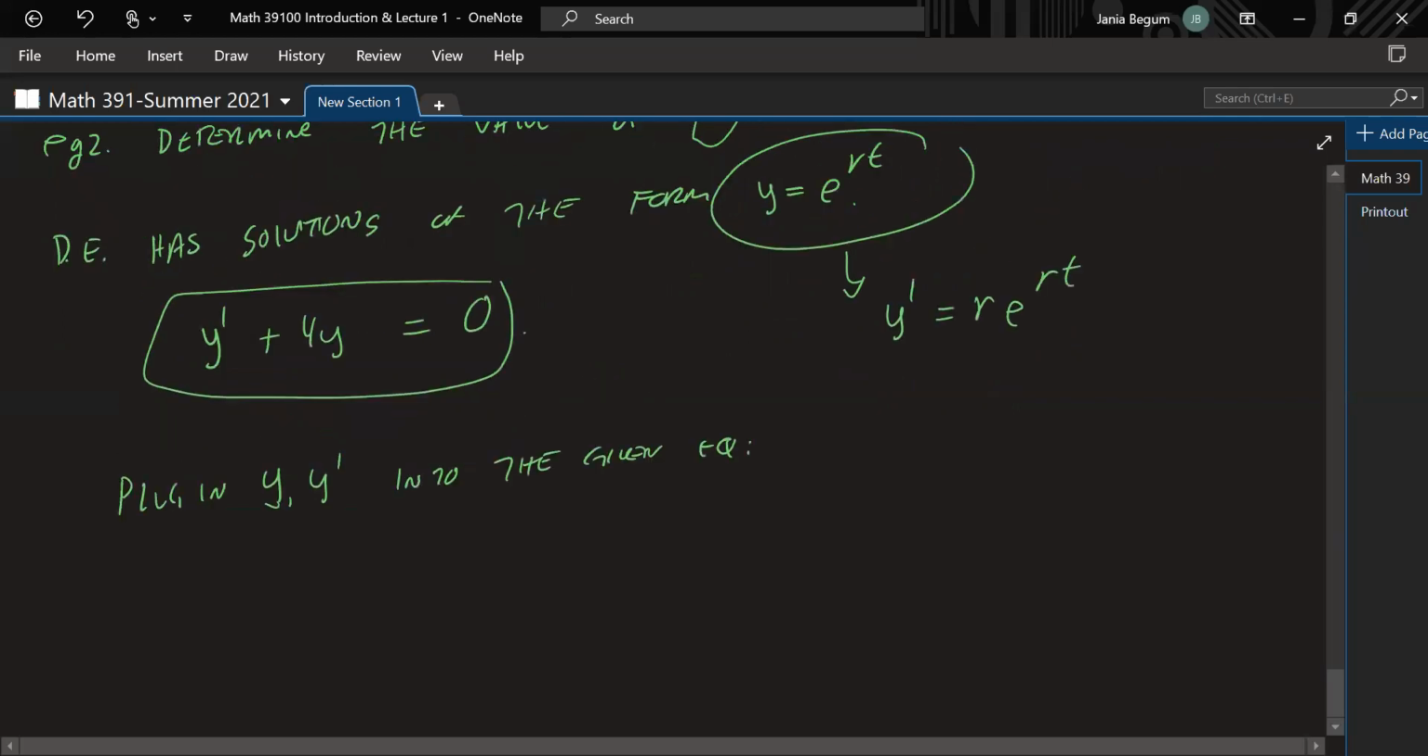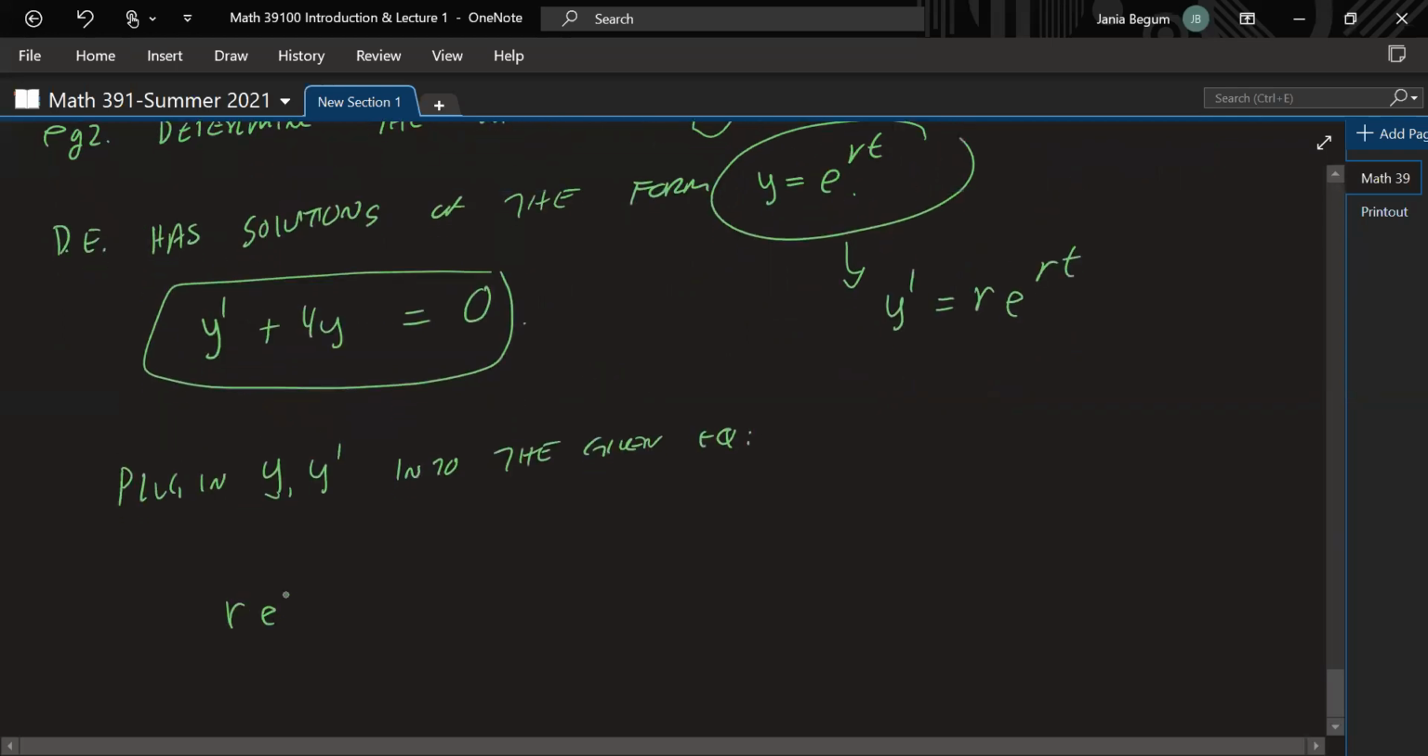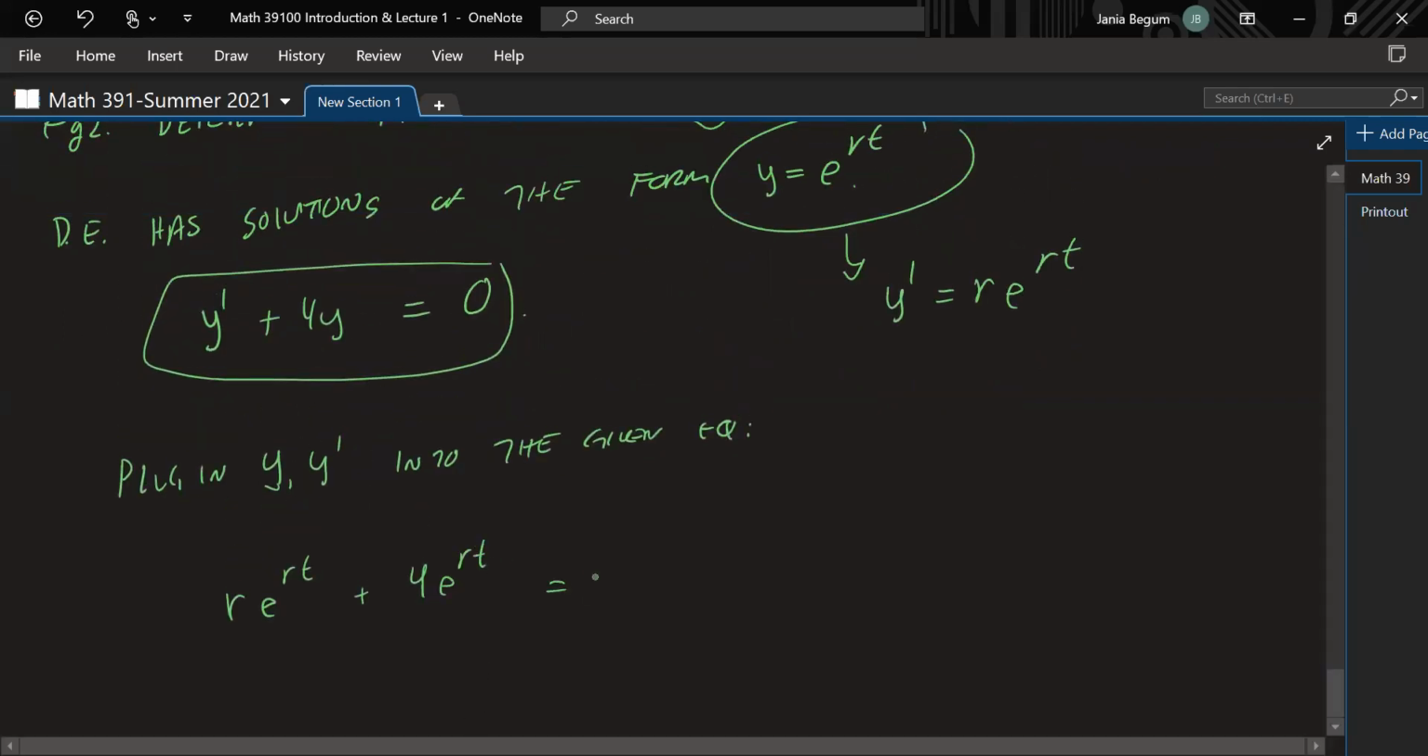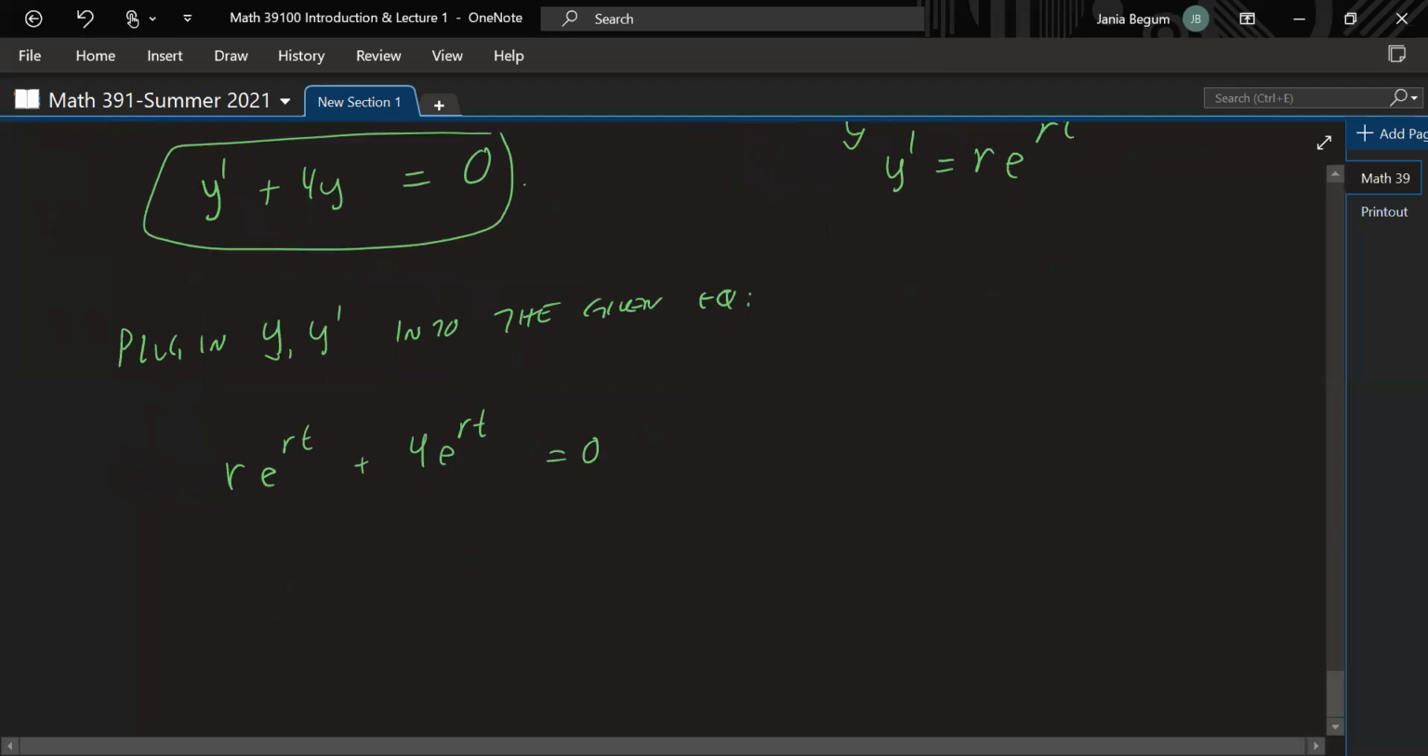So you have y prime, which is r e to the rt, plus 4y, which is e to the rt, is equal to 0. And now here comes algebra again. Every time once we're done doing differentials, you do the algebraic work. So now we factor out the common factor, which is e to the rt. Then you're left with r plus 4 is equal to 0. Well, the exponential can never be 0, so that means only r plus 4 has to be 0, which will give us r is equal to -4.